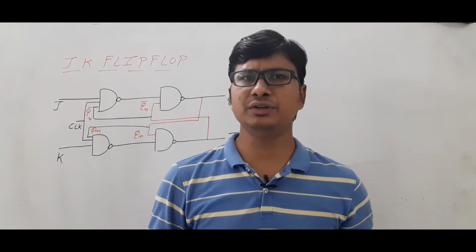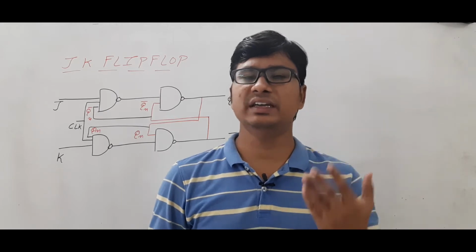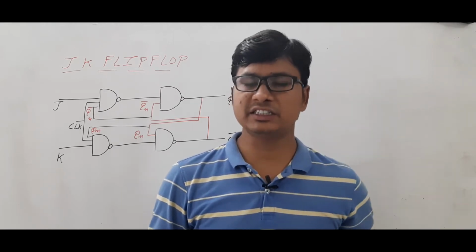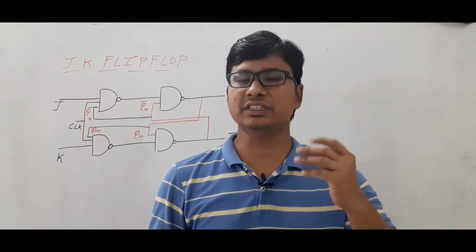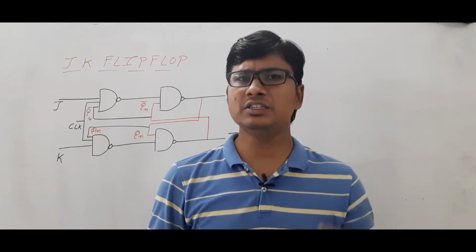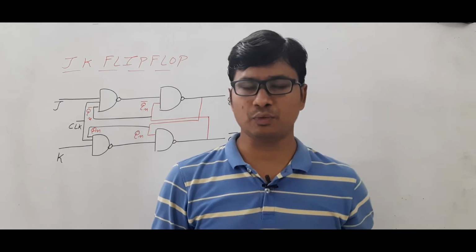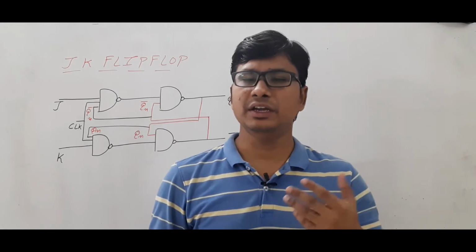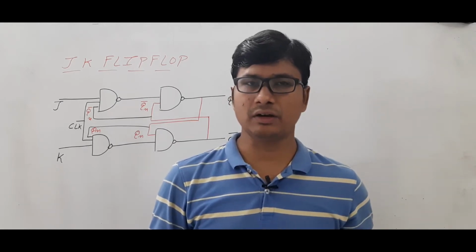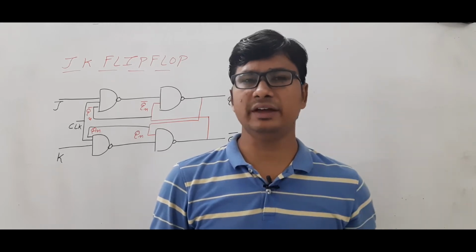In the last video, I discussed the SR flip-flop, its characteristic table, characteristic equation and excitation table. What is the problem with the SR flip-flop? When S and R inputs are 1, it gives an invalid output. Am I right or wrong? So that is the problem with the SR flip-flop.